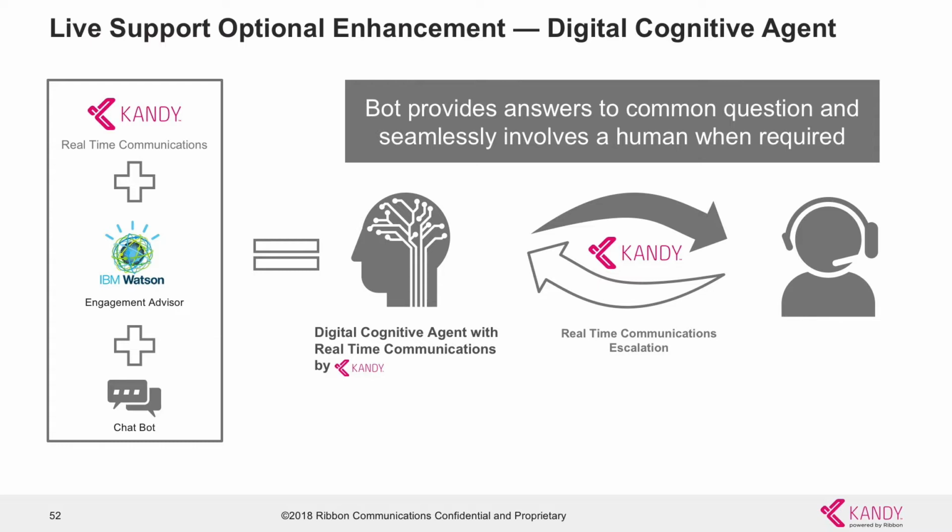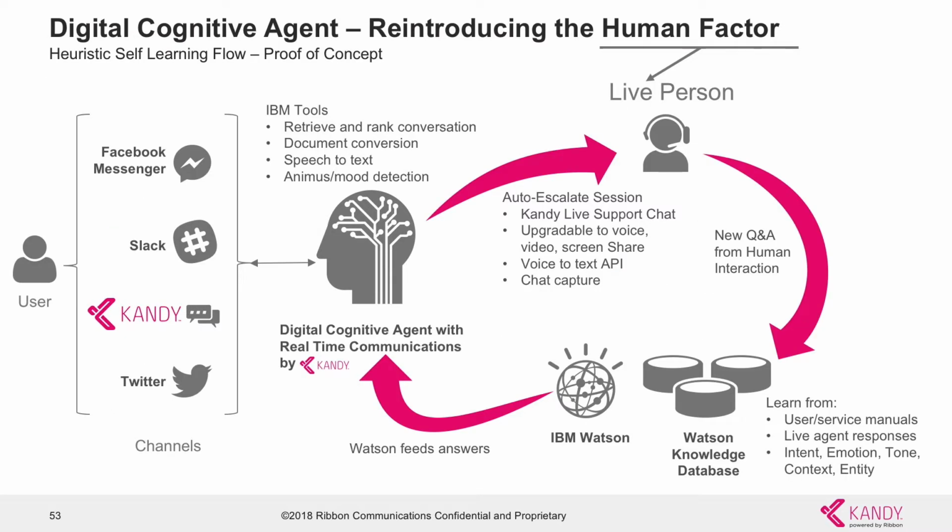The digital cognitive agent provided as an option for live support uses IBM Watson's artificial intelligence to provide a chatbot that interacts with the customers directly through a chat channel, and if at some point the bot is not resolving the issues, it can do an automatic escalation into a live support human agent to continue the support with the customer and resolve the issue. And this diagram shows it better. We call it reintroducing the human factor. With DCA, the user flow can change a little.